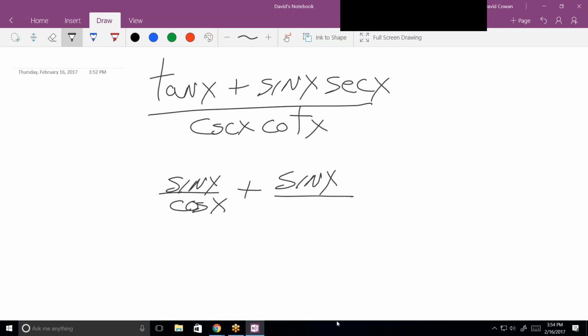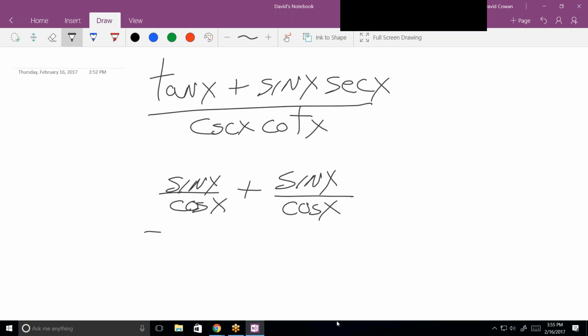One over cosine. Remember, their first letters have to be different. That's the way to distinguish. You know that the reciprocal of secant cannot be sine, because they would both start with s. The reciprocals always have to have different starting letters. That's the way you guarantee you have it.